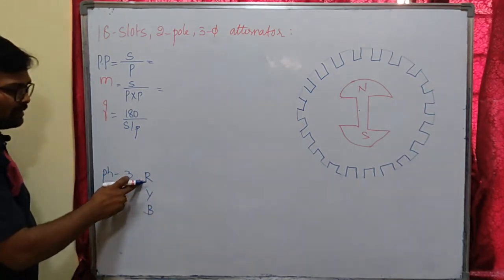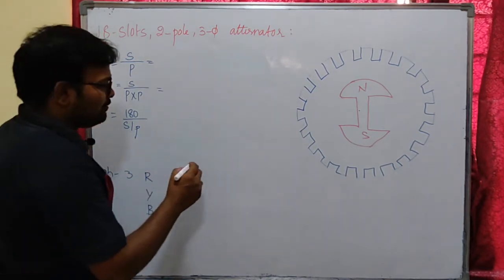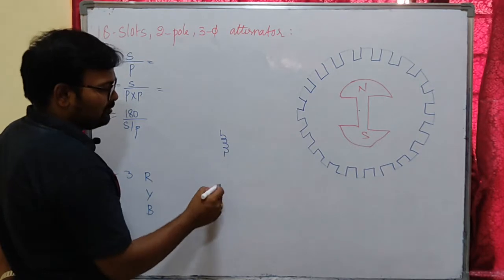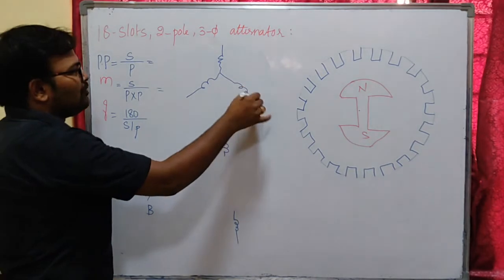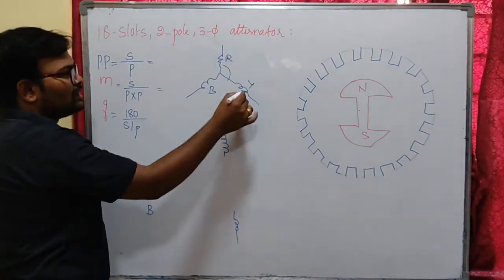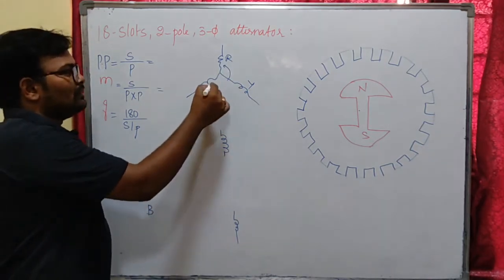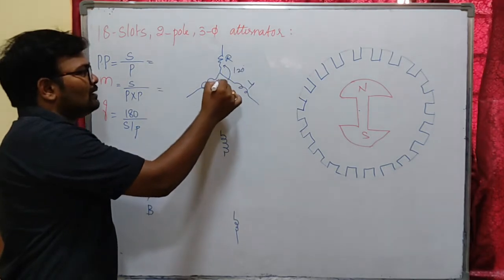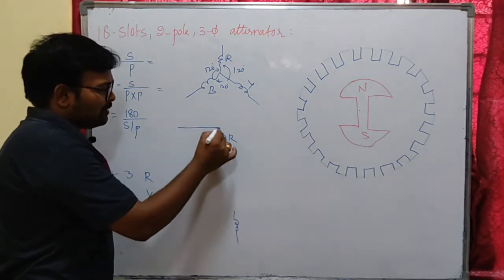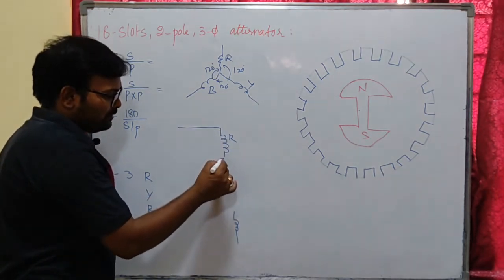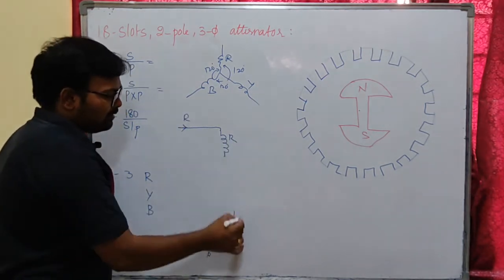So how many slots are there to wind the R phase, the Y phase and the B phase? Winding of the R phase will be like this, and the Y phase will be placed 120 degrees away from the R phase. This is the stator winding of the alternator. There will be 3 windings, R phase, Y phase and B phase, displaced by 120 degrees in space. If this is my R phase supply and I wind it on the machine, this is my return for R phase. This is R, this is R dash.